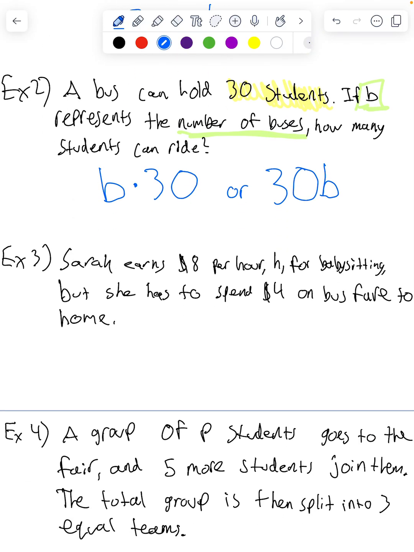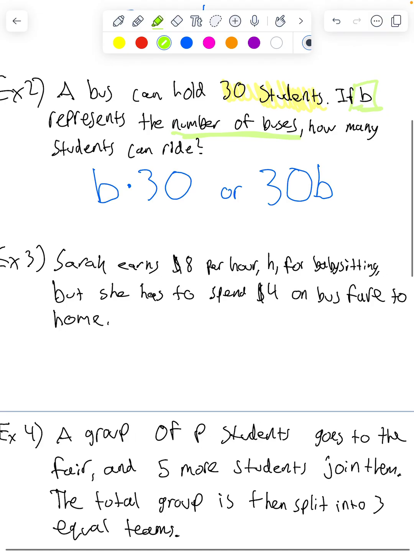Sarah earns $8 per hour, H for babysitting, but she has to spend $4 to buy her bus ticket in order to get home. So again, let's think about what's important. $8 per hour. So automatically I'm thinking I might have multiple hours. So I may be thinking multiplication because I have $8 multiple times. And then she also has to spend. So now I'm thinking take away, spend $4 in order to get back home. So this may be multiple steps here.